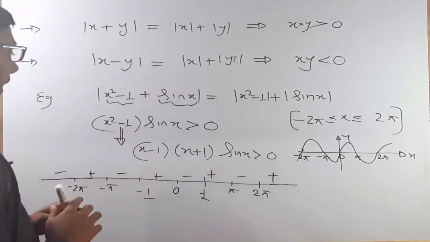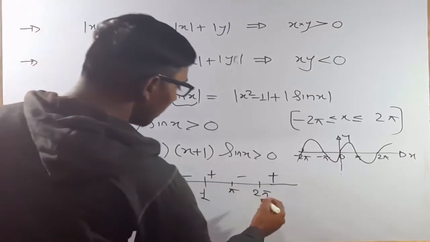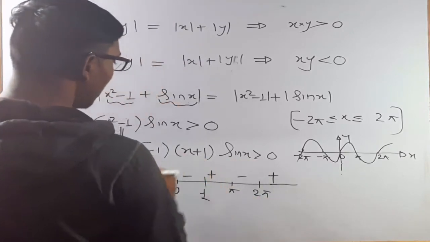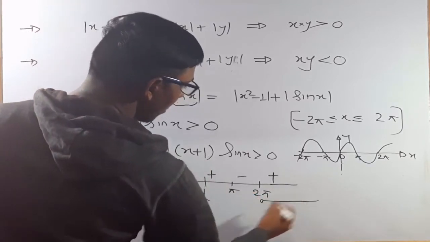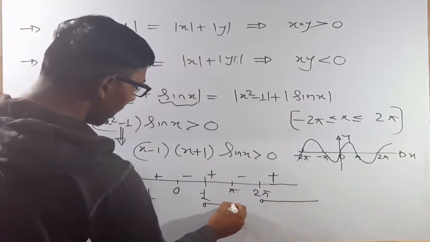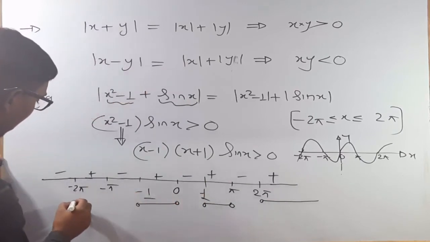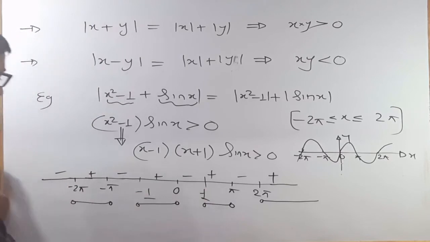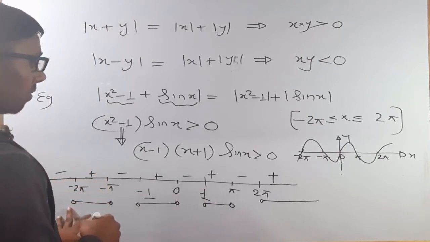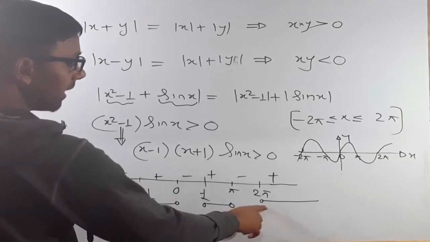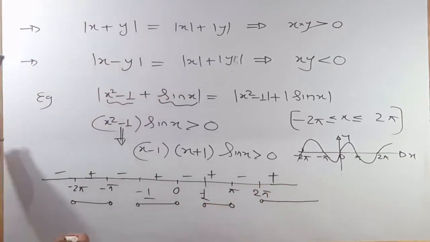Simply we can collect the values of x for which this inequality is satisfying, okay. So this is positive, these are the values of x, these are the values of x, these are the values of x, okay. So we need to collect all the values of x, okay. So we can take 2 pi, okay. So this is how we can collect the values of x.